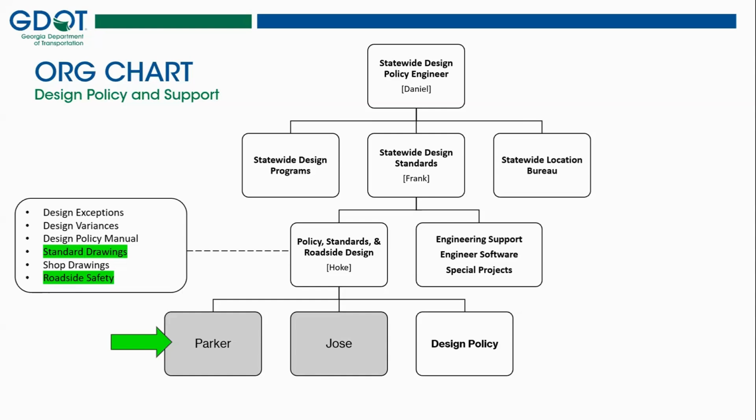And then on the standards and roadside safety side, there's me and Jose, and we primarily are reviewing shop drawings. We're the library for standard drawings, especially roadside safety standard drawings. So guardrail, concrete barrier, cable barrier, that kind of stuff. And our office is the SME around roadside safety, the roadside design guide, all that kind of stuff. I don't do the design policy side as much. I have been able to sit on some design exception and variance committees and see that side of the process, but I am primarily on the standard drawings and roadside safety.